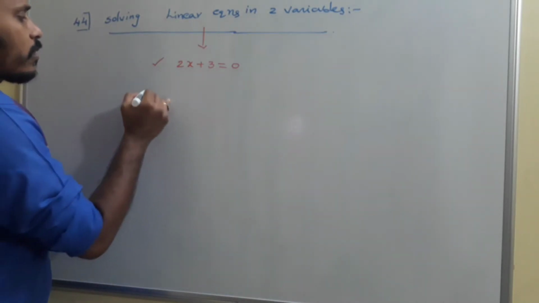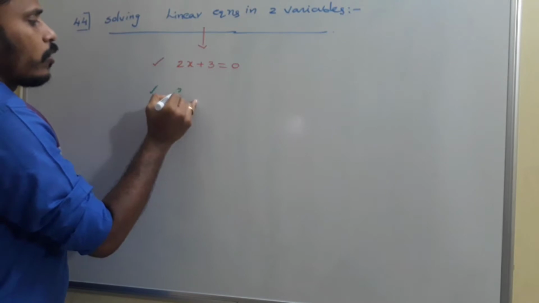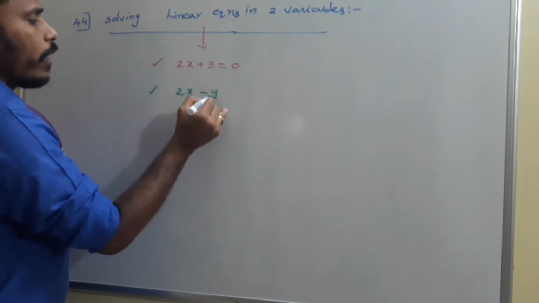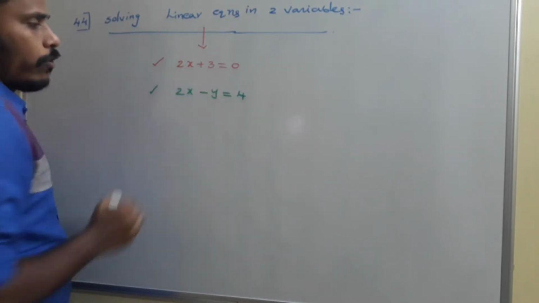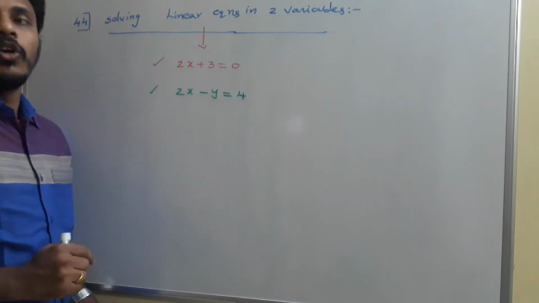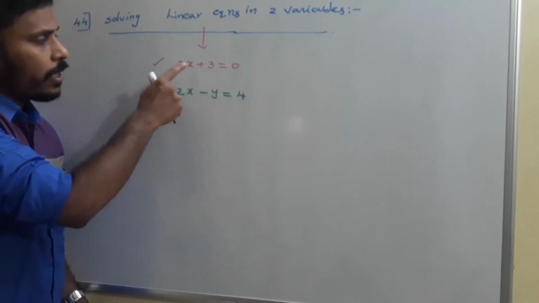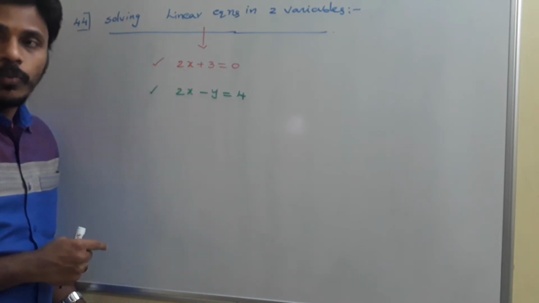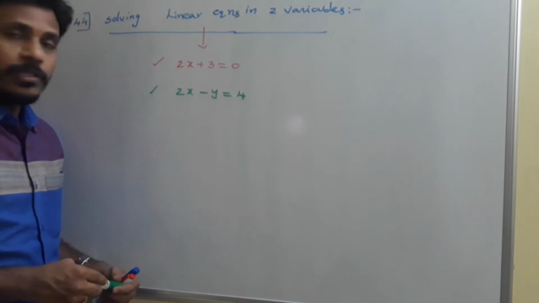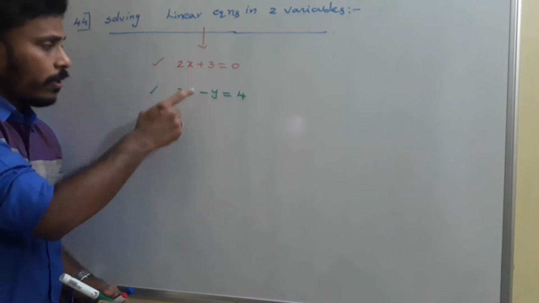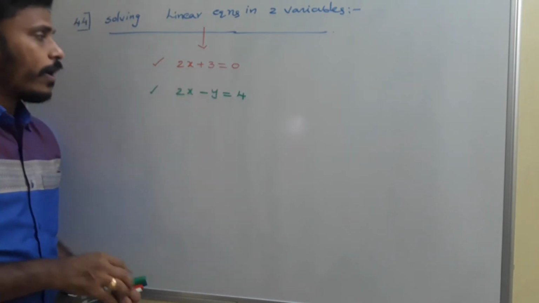Whereas if I say 2x minus y is equal to 4, it's a linear equation in two variables. Here the power of x is 1, power of y is 1. In the first equation also the power of x is 1. So linear equation in one variable, linear equation in two variables.